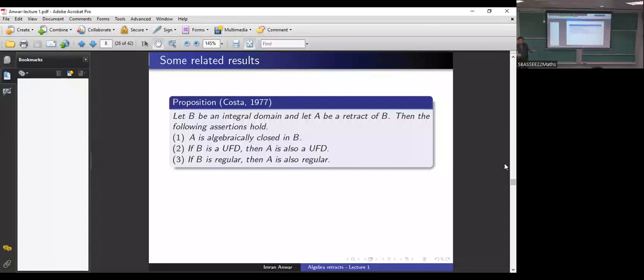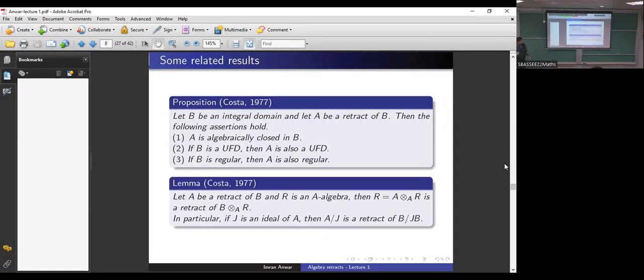I hope there are a few persons in the audience who are interested in the study of multiplicative ideal theory. So this is a kind of result where people are trying to study different domains. So this is a well-known result. And if B is regular, then A is also regular.